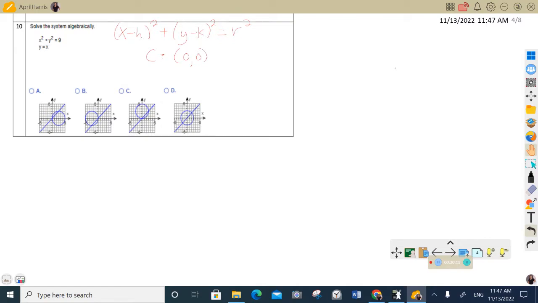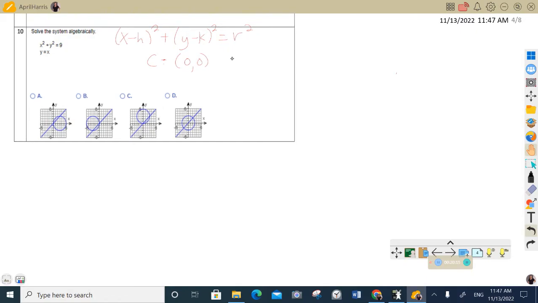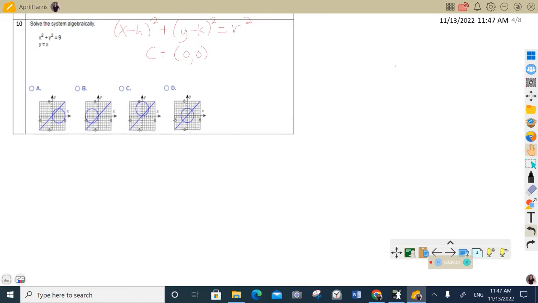And the 9 is not the radius, the 9 is the radius squared. So if you take the square root of that, the radius is going to be 3. So when I look at my graphs down here, the only circle that has a center at (0, 0) is this one. The other circles don't have a center at (0, 0). So that's the correct graph.